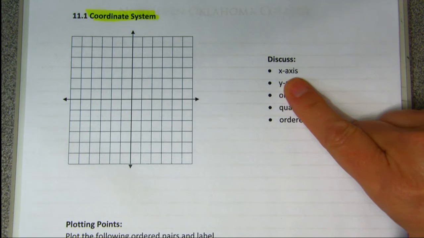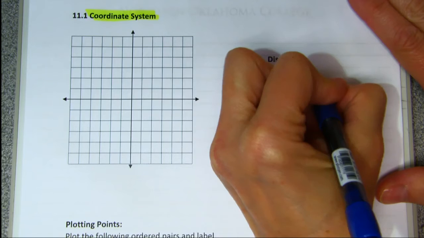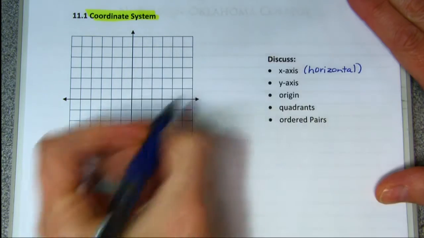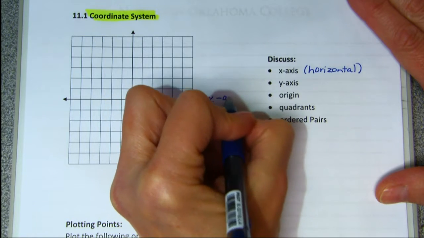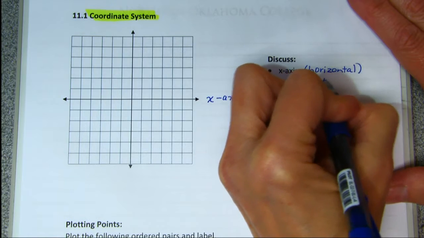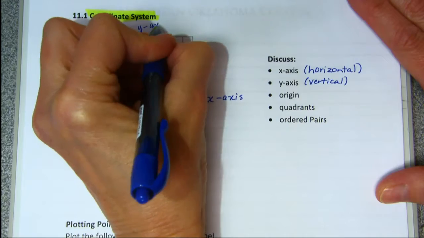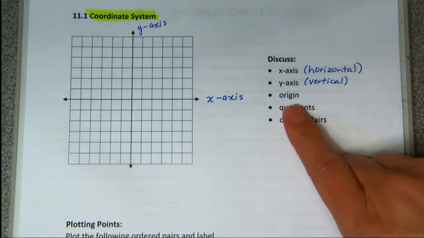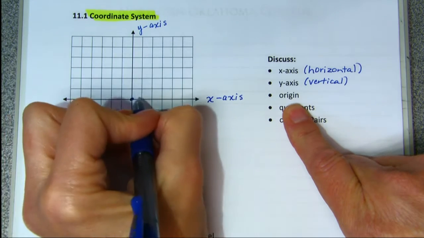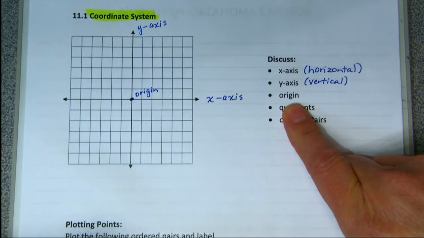The horizontal line is your x-axis. The vertical line is called your y-axis. Now, where they intersect, smack dab in the middle, this is called your origin. It's the middle one, okay?